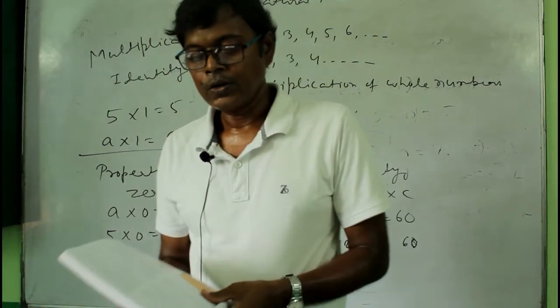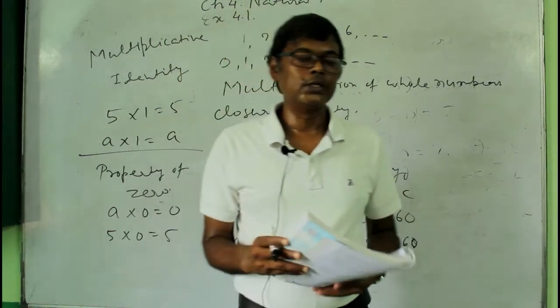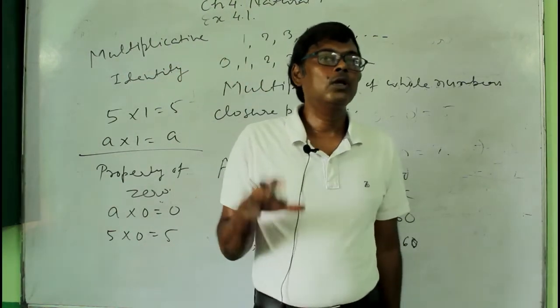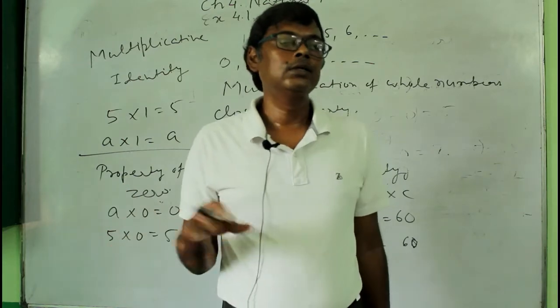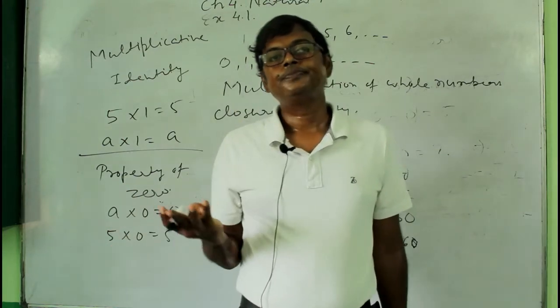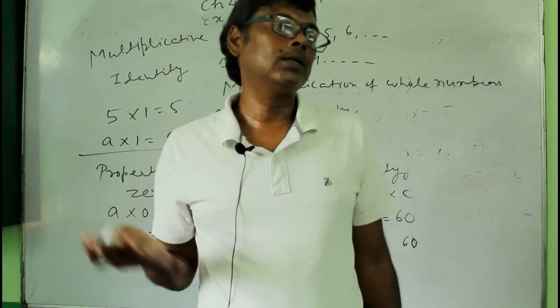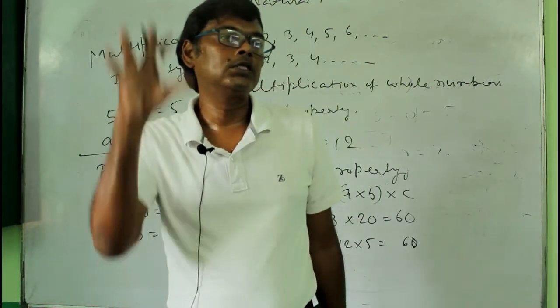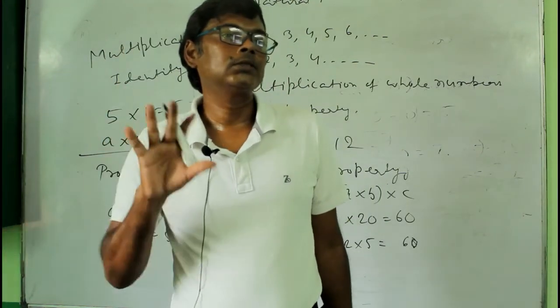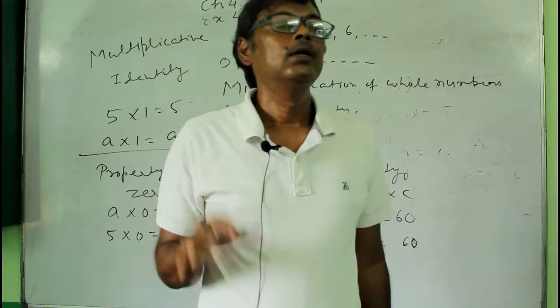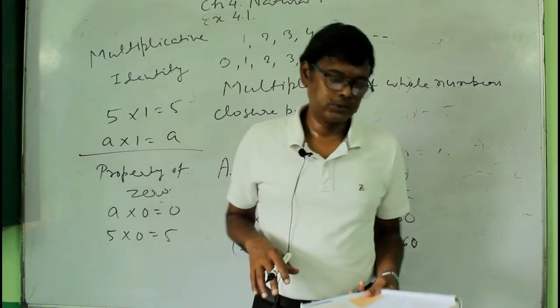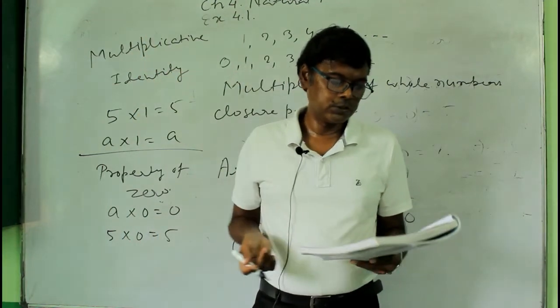Okay. Now there are properties of division. In case of division, all the properties are invalid. That is, the closure property, then commutative property, then associative property. All these properties are invalid. These properties are not true for the division of two whole numbers.